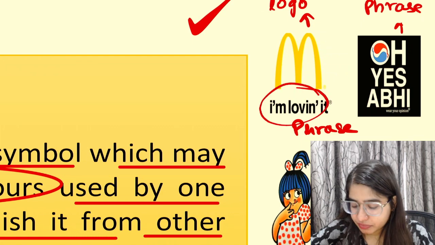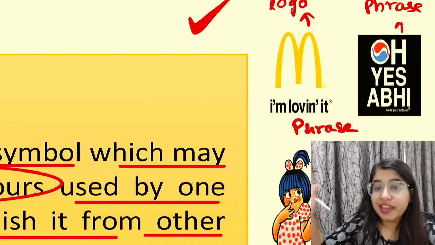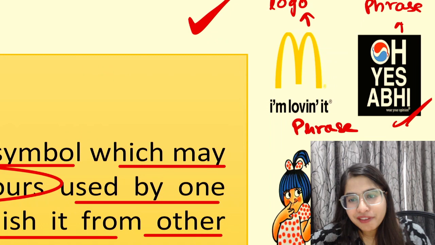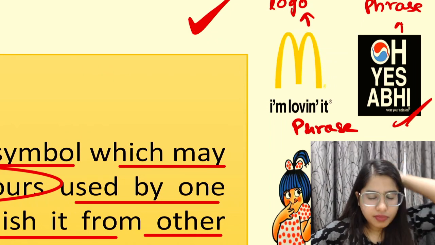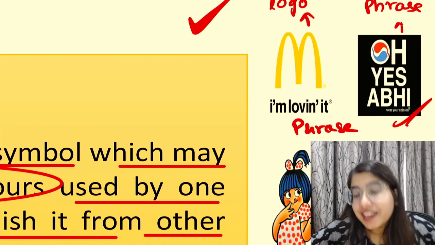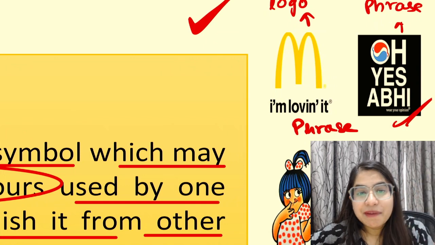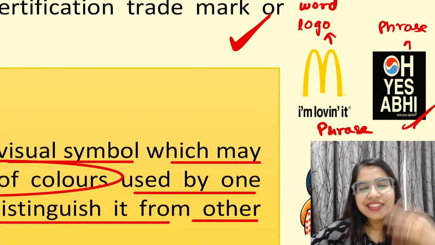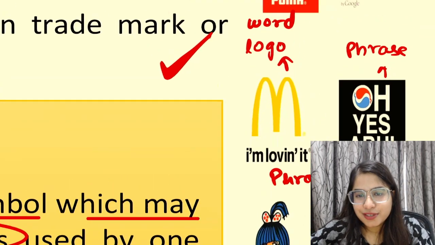I am loving it. So this is a phrase. Can you get a phrase also as a trademark? Yes. Pepsi's Oh Yes Abhi, Pepsi's other lines, Yeh Dil Maange More. If you have heard them, all these are trademarks. Coca Cola's Thums Up, Mountain Dew's Darr Ke Aage Jeet Hai, Amul Doodh Peeta Hai India. You might have heard all these phrases. So can you get a phrase also trademark registered? Yes, you can get a phrase also trademark registered.